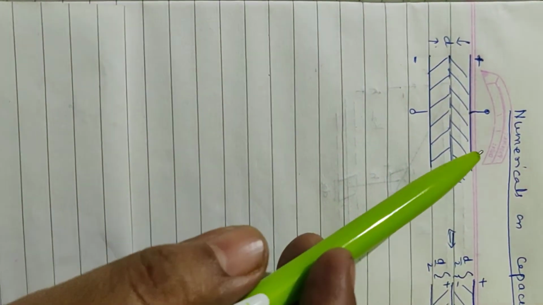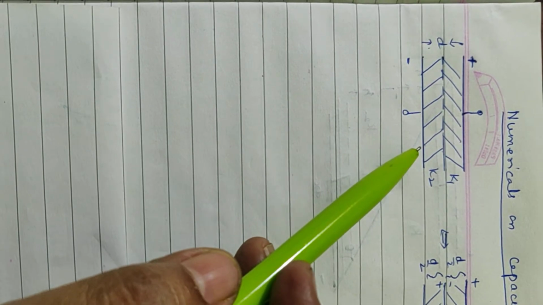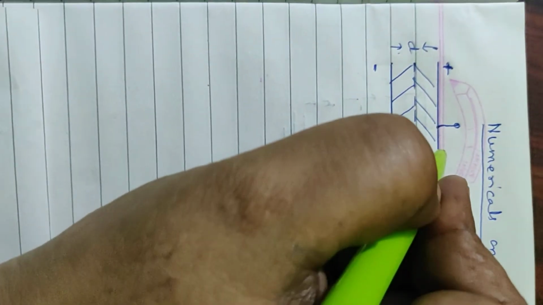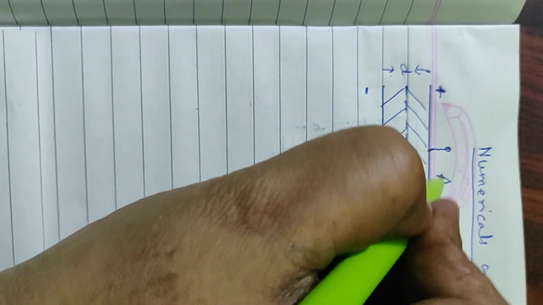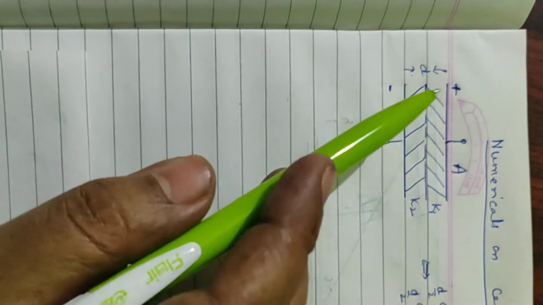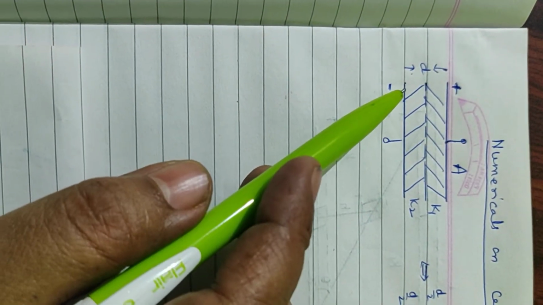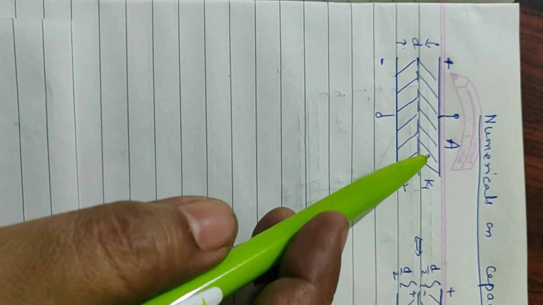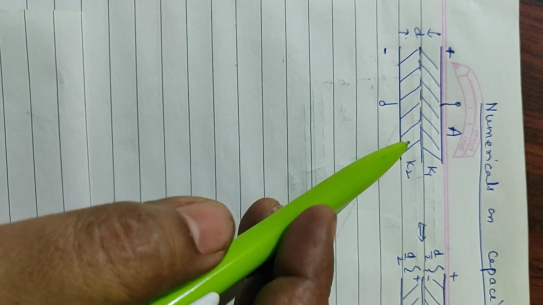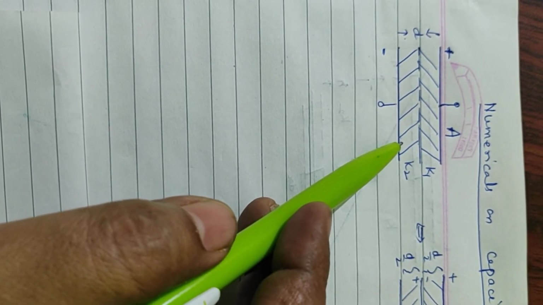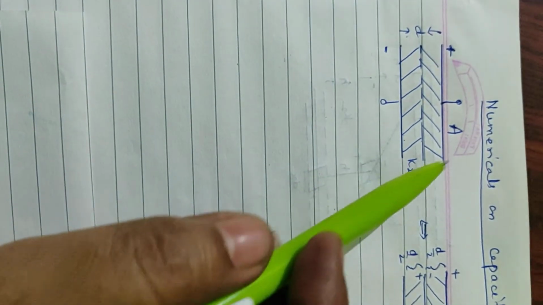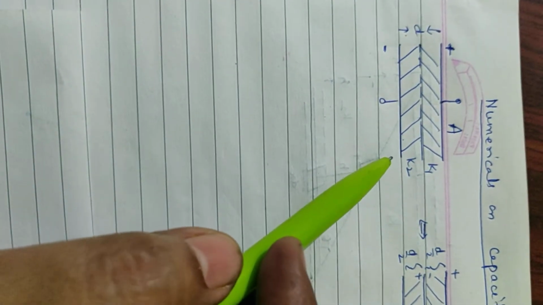This is a parallel plate capacitor and say its plate cross section area is A and the separation between the plates is D. The question says that half the space is filled with a dielectric of constant K1 and the other half with a dielectric of constant K2. We are supposed to find the capacitance of this capacitor.